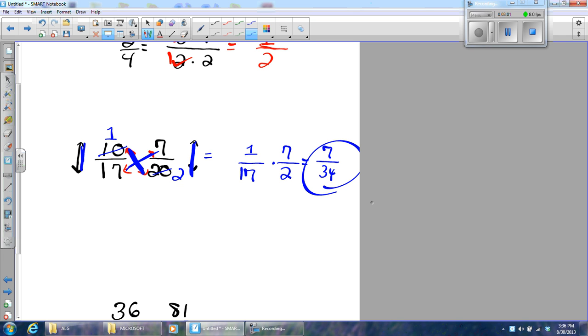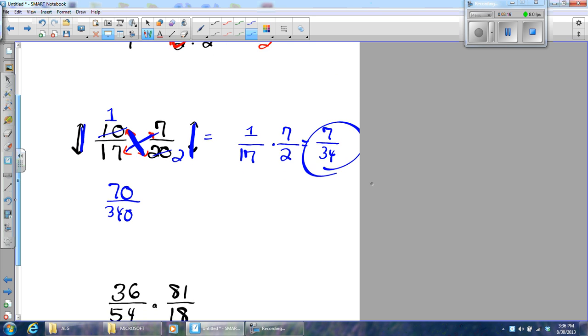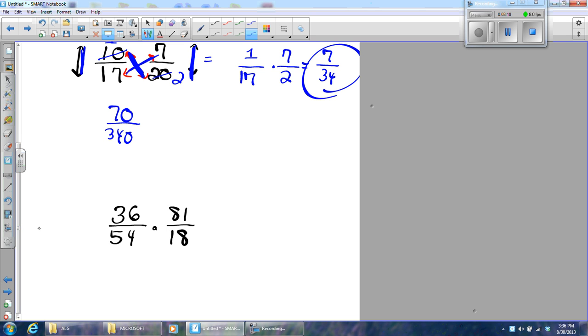That's the product. Now, I know a lot of you would want 10 times 7 is 70, and then 17 times 20 is 340. But then you have to simplify that. Now, this isn't a very difficult one to simplify, but sometimes it does get difficult. So let's do that again. Let's see another example of that.